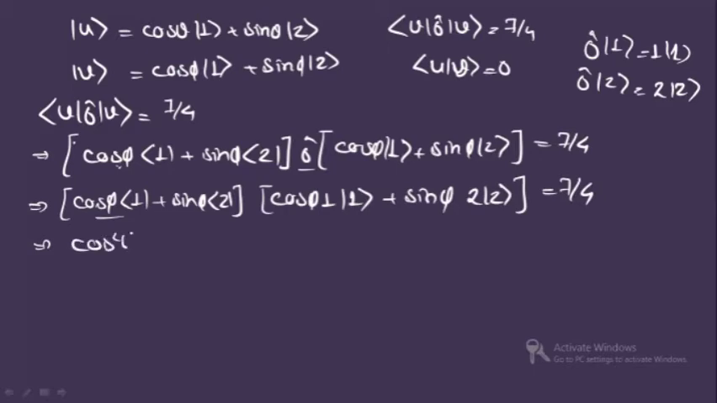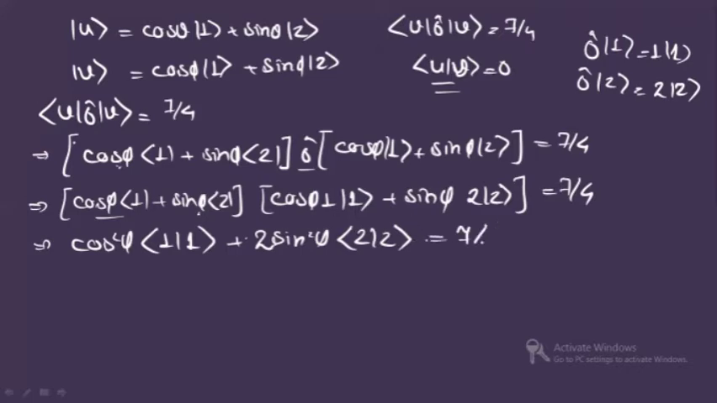cos square phi times 1 |1>, right? Plus, and here you will have sine phi multiplied with sine phi, which is sine square phi. This 2 will come, and here you will have the state |2>. All other terms are 0 because of this particular condition, orthogonality, right? So now this entire term is equal to 7 by 4. All right.